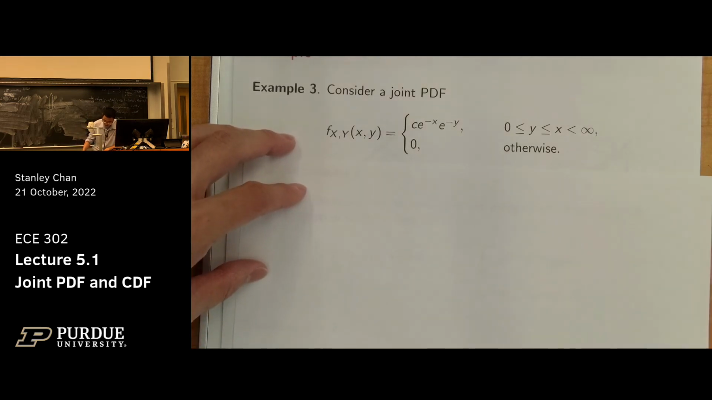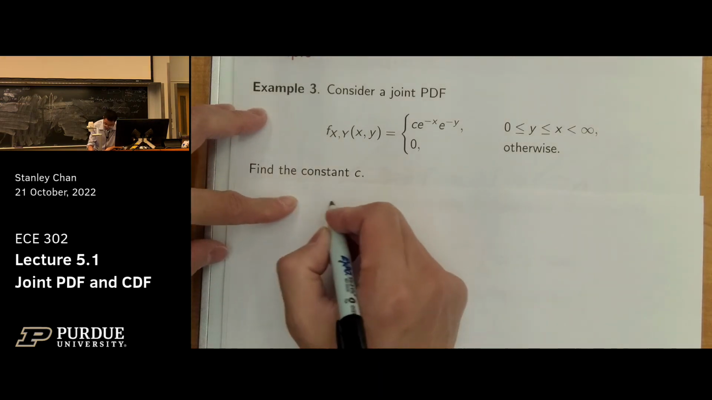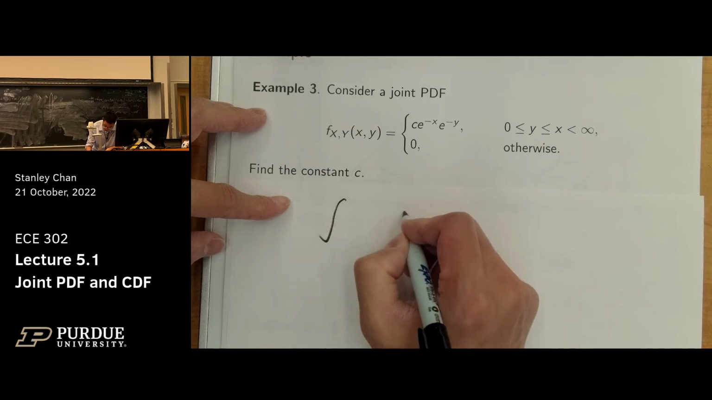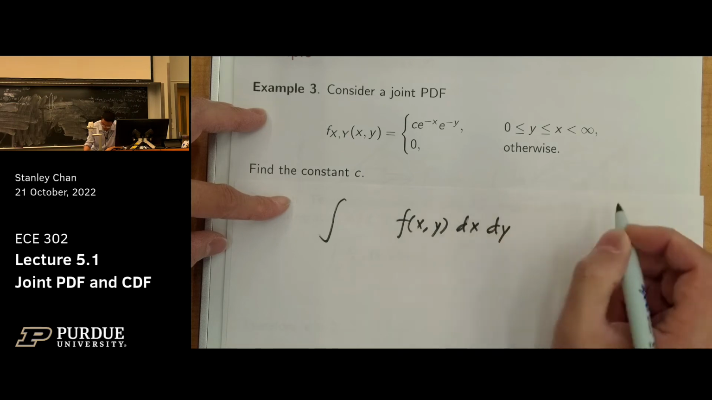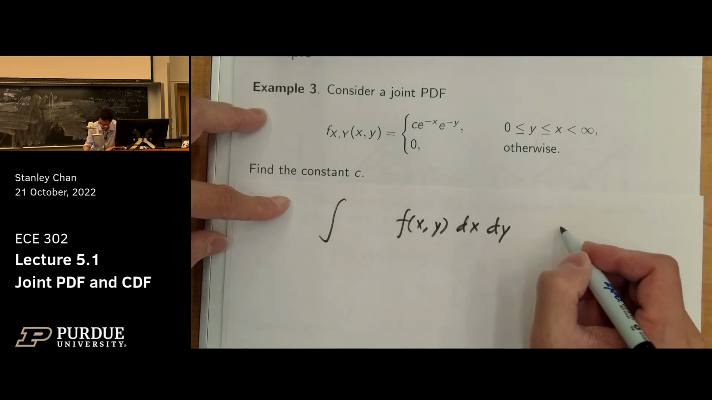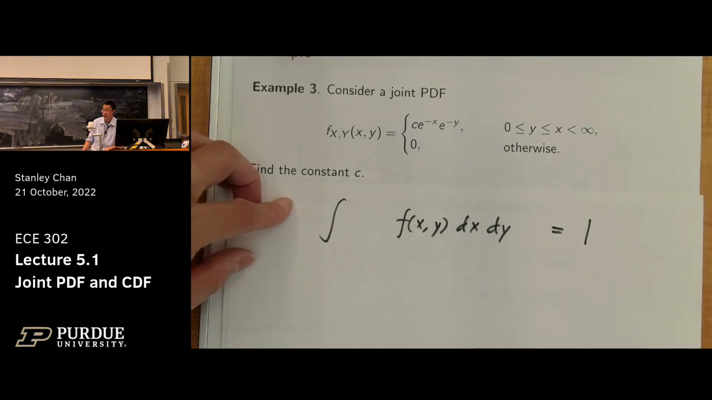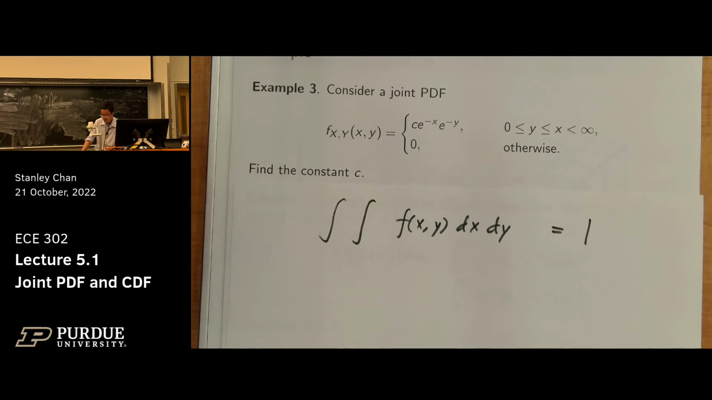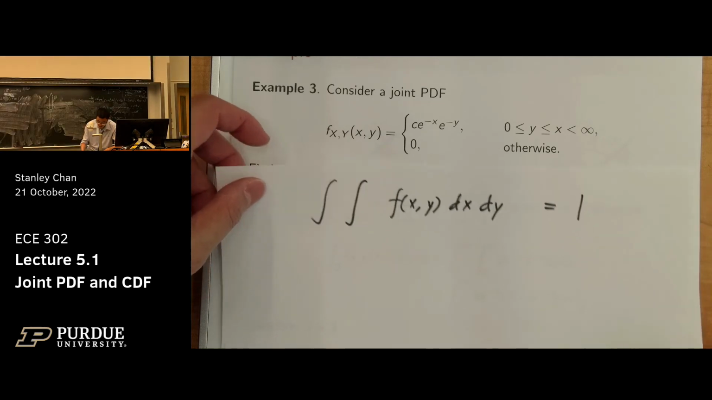Okay, so let's find the constant c. We want to find a constant c. That means we want to integrate this f(x,y) dx and dy, and that has to equal 1. That's the principle. Then I have a double integral here, and I need to figure out the upper and the lower limits.